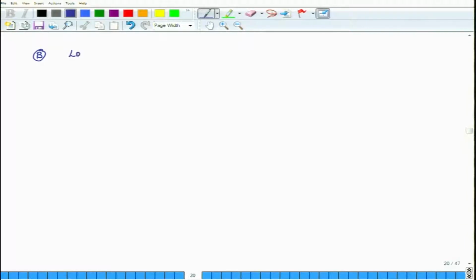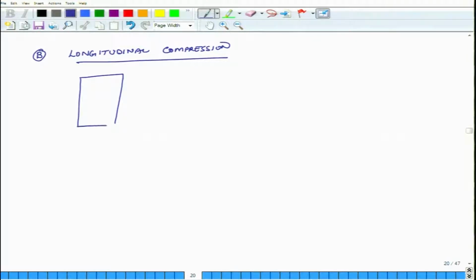So, longitudinal compression. So, what happens? You have a composite and you have all these fibers in it, and you are applying an external force such that it is compressive in nature. So, sigma L prime, prime indicating that the direction of loading is compressive.